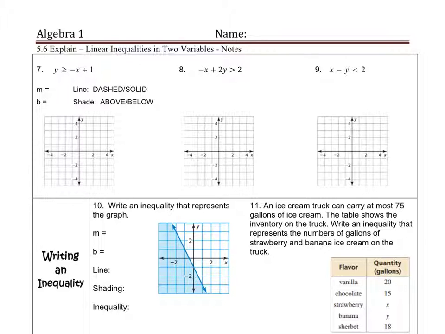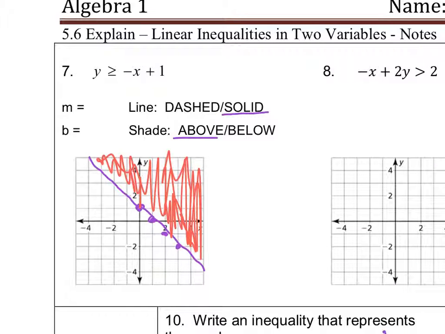Okay, so pause your video and go ahead and do 7, 8, and 9 on your own, and then just come back and make sure your sketches and shadings and solids and dashed are correct. Okay, just look at number 7 and make sure you got it correct. And then we're going to move on to 8 and 9. 8 and 9 we're going to do together.